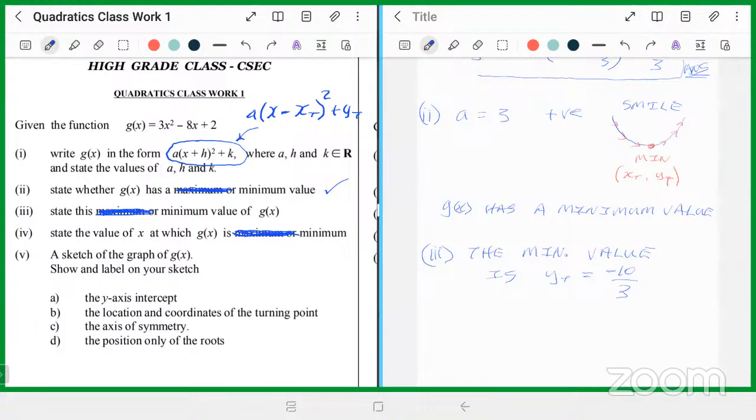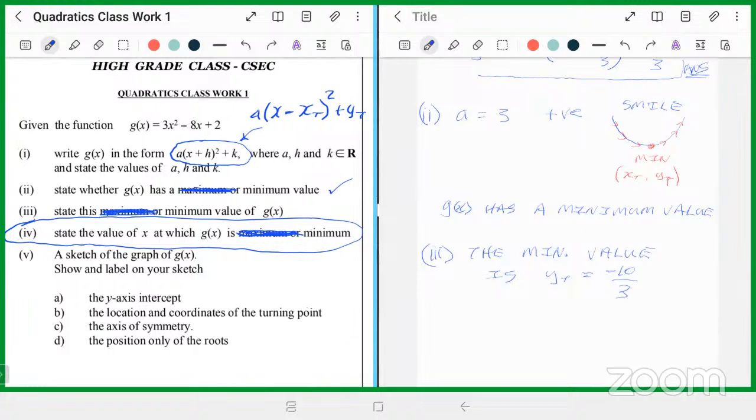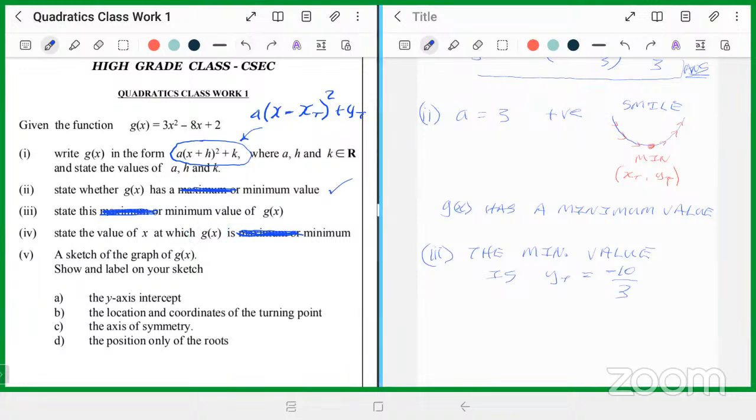All right? The next part now down here, part 4, is telling us to state the value of x at which g of x is minimum. This is the value of x, this one, the same xt value. When the y value is yt, the x value is xt. It's at the same point. So it is when x equals this value that the y value becomes minimum. All right, so the answer is the xt value, the same x value at that same turning point.